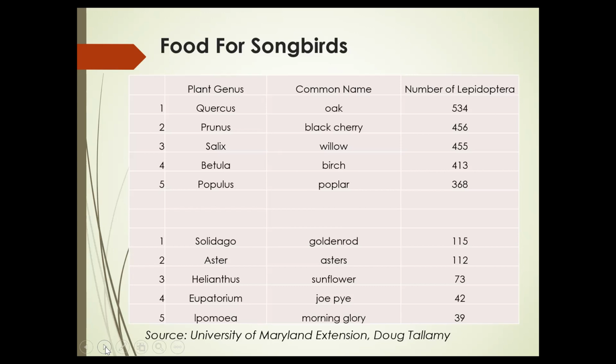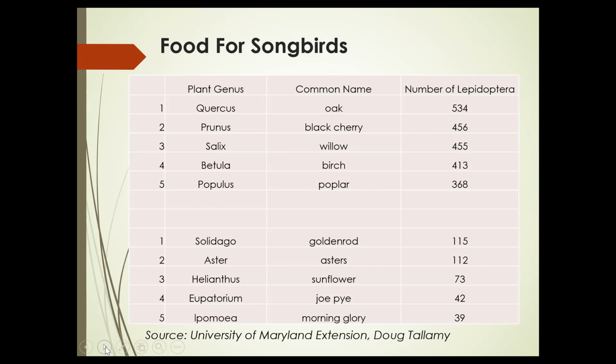Okay, so look at the oak tree. 1 oak tree, based on their research, will support, well, they've seen 534 different species of butterflies and moths consuming that tree. The tree, obviously, I don't have to go through this, but the tree is a source of energy. It takes in sunlight, CO2. It provides the carbon source for these caterpillars.